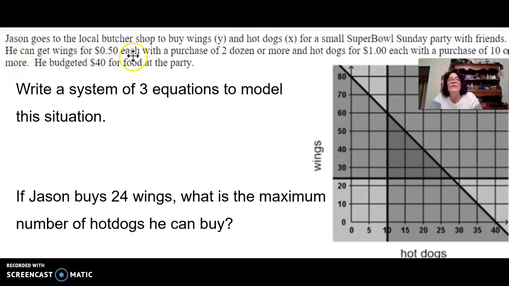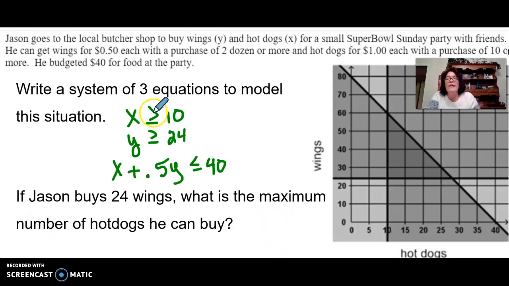He can get wings for 50 cents each with the purchase of 2 dozen or more, and hot dogs for $1 each with the purchase of 10 or more. He budgeted $40 for food at the party. This time we have a system of 3 equations to model this situation. Think about that one for a minute. Okay, and they are graphed over here if that helps. Okay, pause me for a second and see what you get.